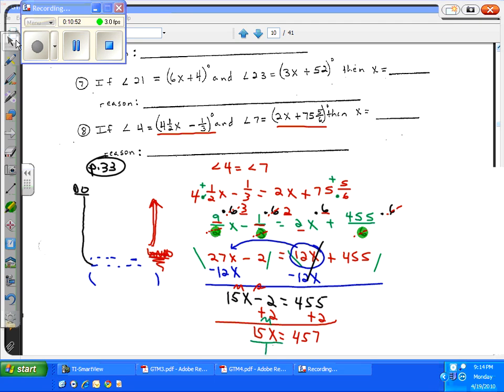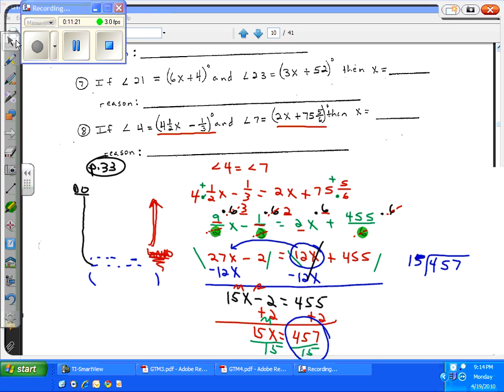Now we're going to undo multiplication by division. We're going to have 457 divided by 15. Now, in Algebra 2 and college algebra and upper level mathematics courses, we generally let you write the answer as an improper fraction. So this would have been an acceptable answer.